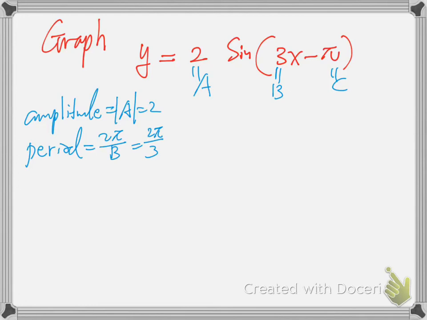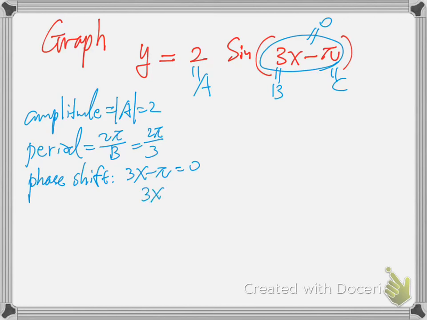And then the phase shift. How can we find the phase shift? We solve whatever is inside the trig function equal to 0. So 3x minus pi is 0. So 3x is pi, and x is pi over 3. This is the phase shift. The phase shift is pi over 3. That means you move the graph to the right by pi over 3.